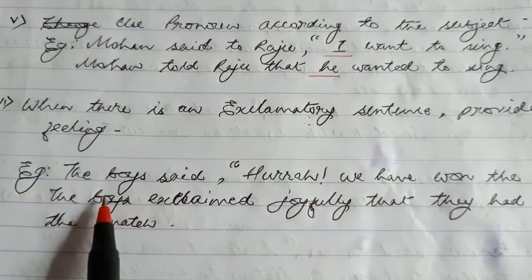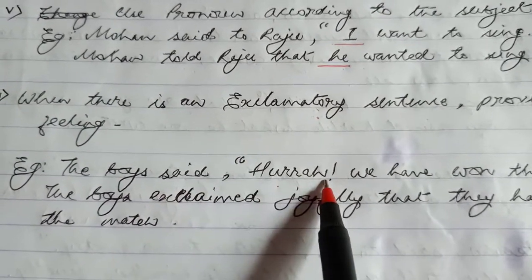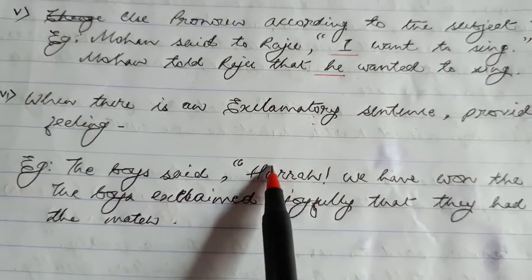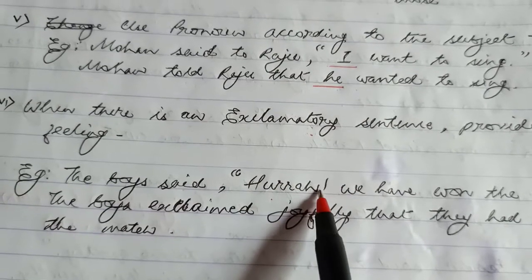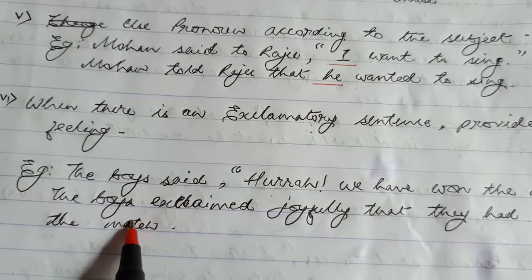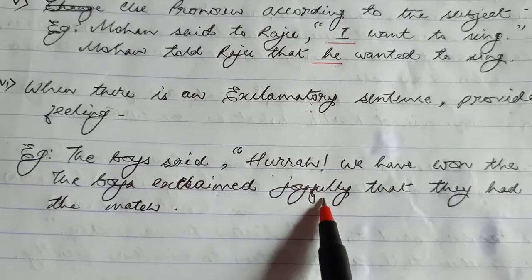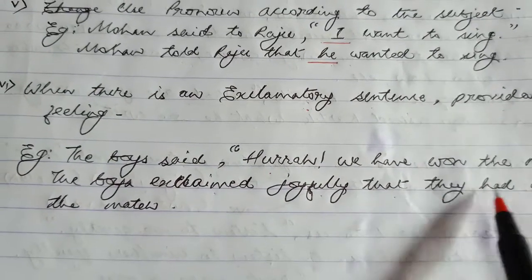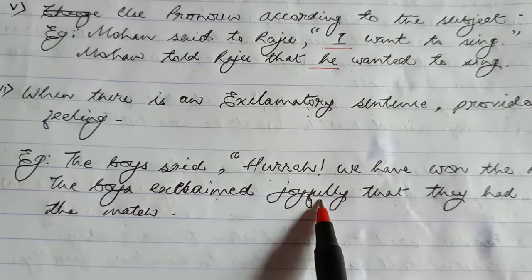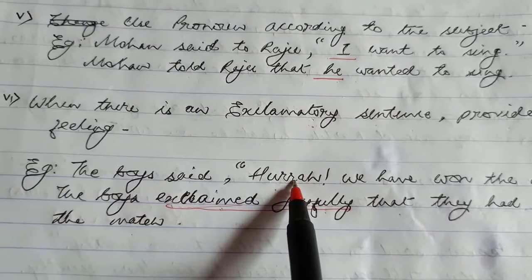Take an example now. The boys said, double quote opens, hurrah or hooray, exclamation mark. We have won the match. Full stop, quotation close. Since here after hurrah or hooray we have an exclamation mark, this is an exclamatory sentence, right? And how will this change into indirect? The boys exclaimed joyfully that they had won the match. Exclaimed joyfully is the feeling given to the word hurrah.